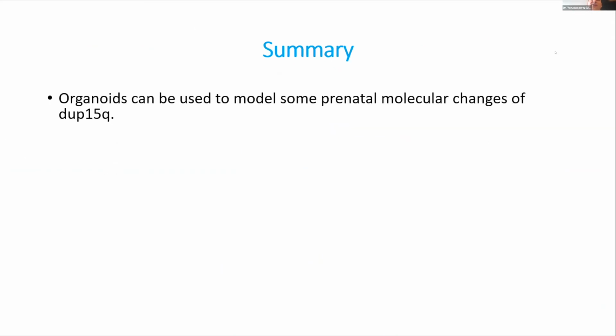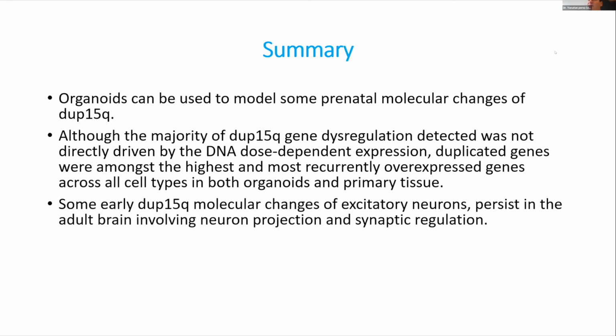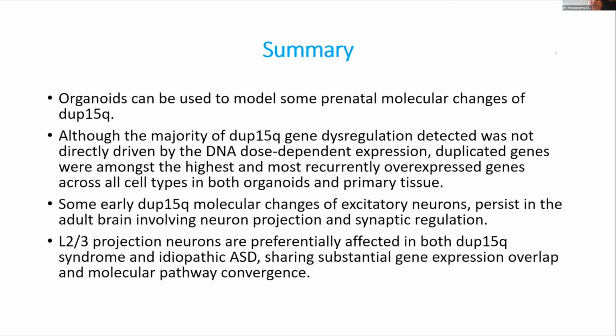To summarize, I hope I showed you that organoids can be used to model some prenatal molecular changes of DUP15q. I showed you that dysregulation of DUP15q was not driven directly by DNA dose-dependent expression, but yet duplicated genes seem to be amongst the highest and most recurrent overexpressed genes across all cell types. I showed that DUP15q molecular changes specifically in excitatory neurons persist in the adult brain, involving neuron projection and synaptic regulation.